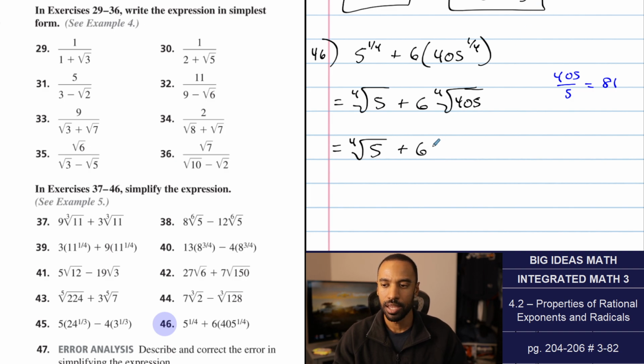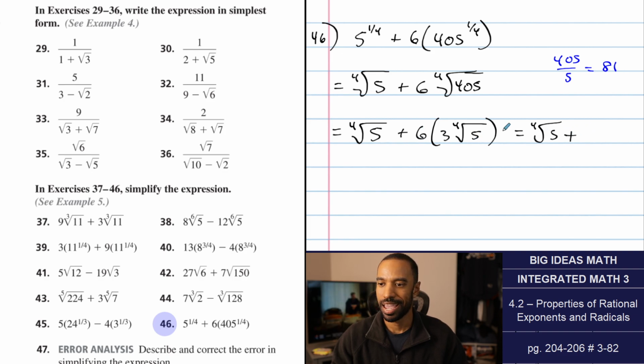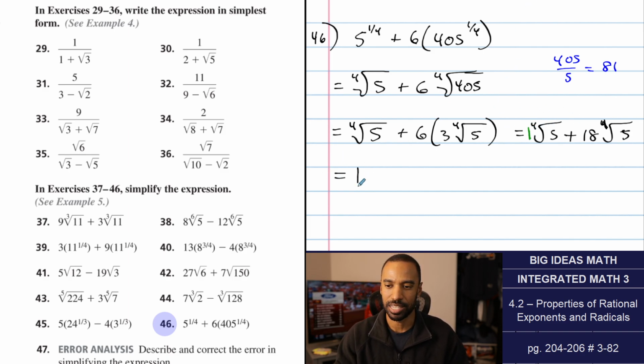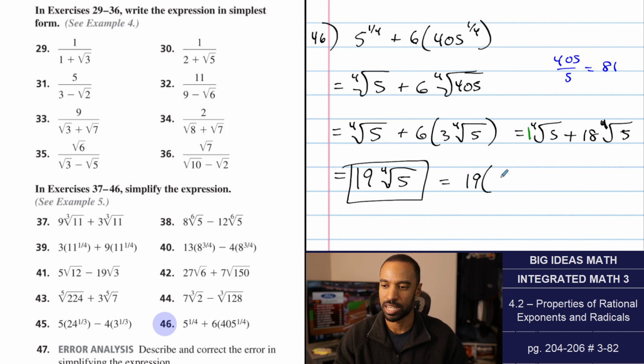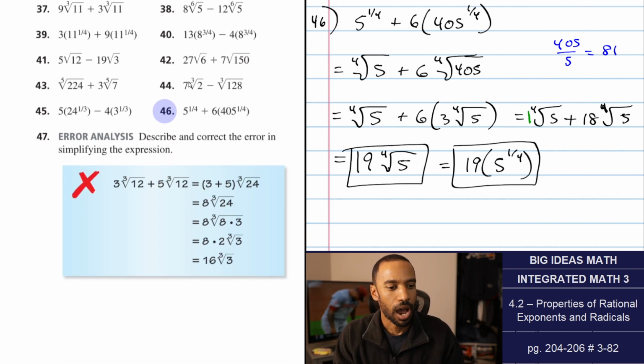4th root of 81 is 3, so this can become 6 times 3 times the 4th root of 5, right? That's what we're dealing with there. Just right over here. This is 4th root of 5 plus 18 times the 4th root of 5. So, like terms there. Remember, this 4th root of 5 means 1 times the 4th root of 5. So we have to do 1 plus 18. So we get 19. 19 times the 4th root of 5 is a final answer. One with the fractional exponent that we had originally would be 19 times 5 to the 1/4 power like that. I personally prefer the one on the left, but have it your way. All right, error analysis.